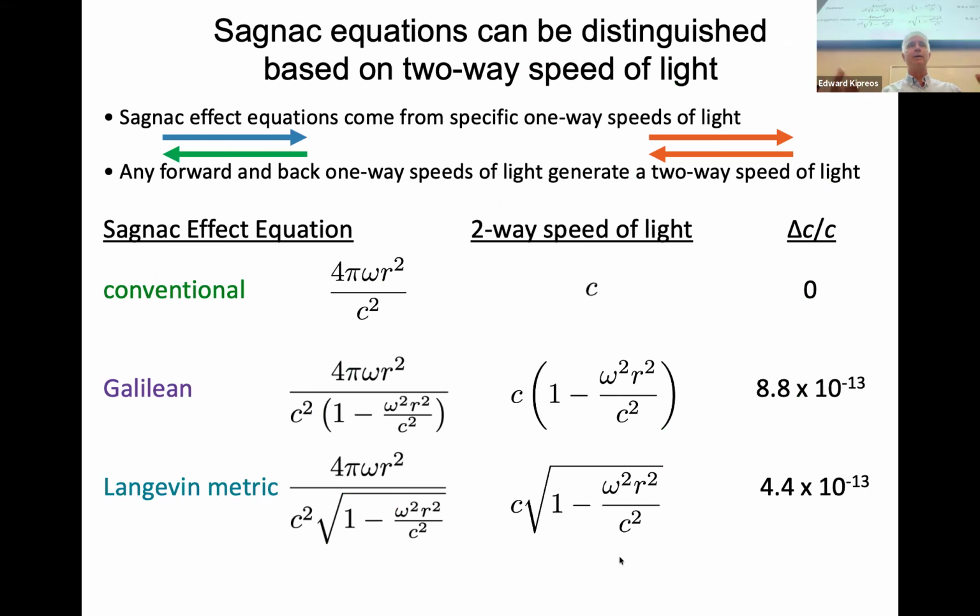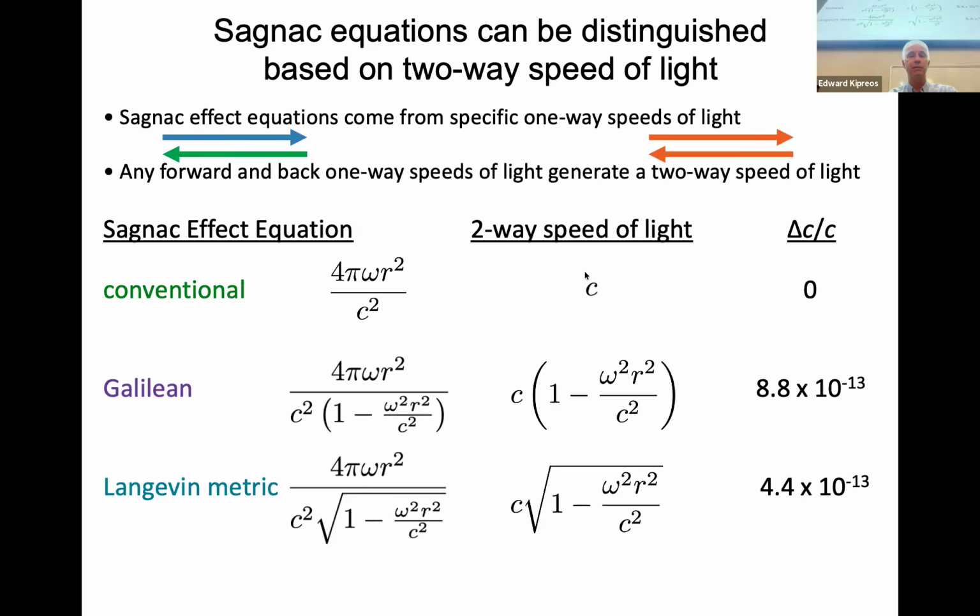Which ones are valid? And it turns out that the Sagnac effect is coming from the forward one-way speed of light and the backwards one-way speed of light, or rotating and counter-rotating. But if you take any forward speed of light and any backward speed of light, then you'll get a 2-way speed of light that's specific. So we can deconstruct from these and get the 2-way speed of light that corresponds to each of these Sagnac effect equations. And for the conventional Sagnac effect equation, the two-way speed of light is c.